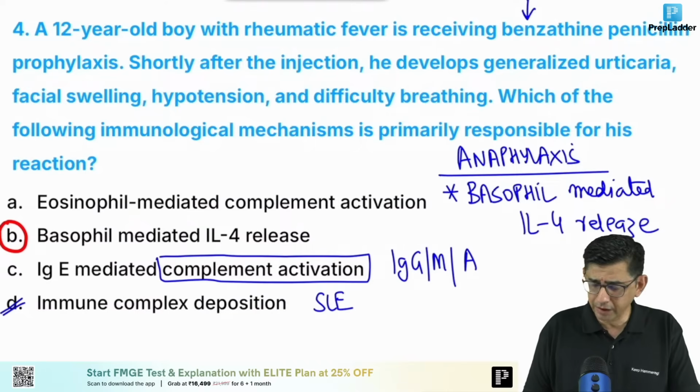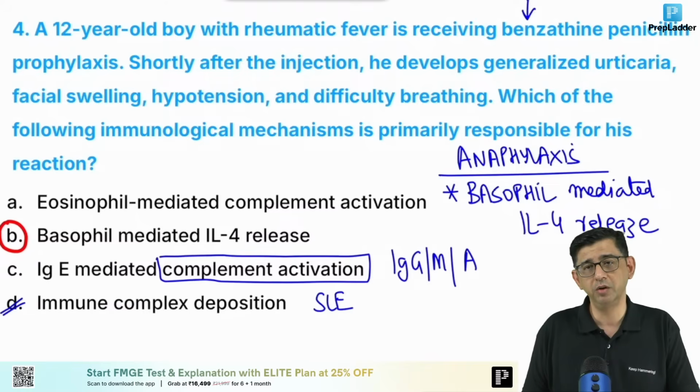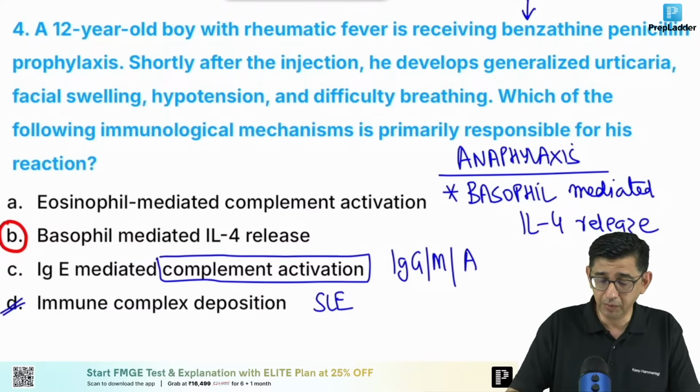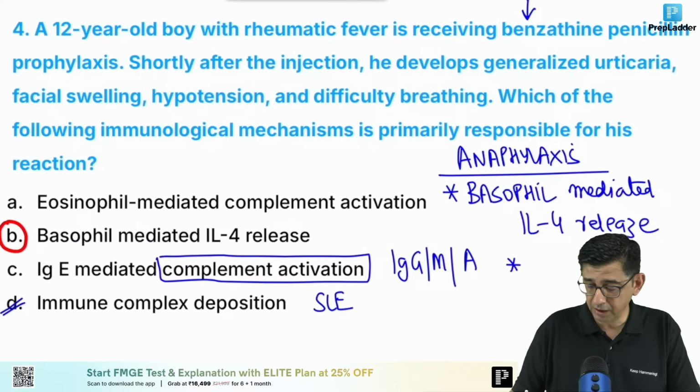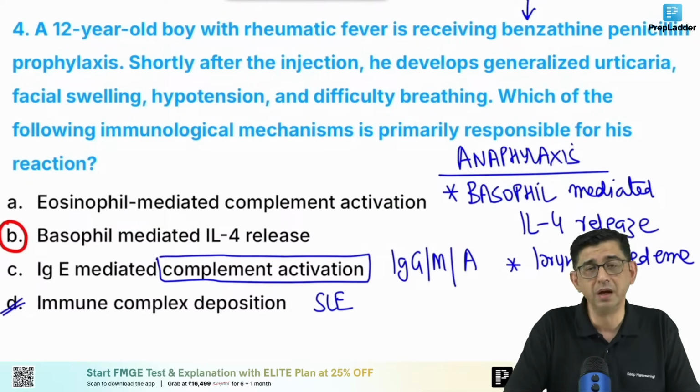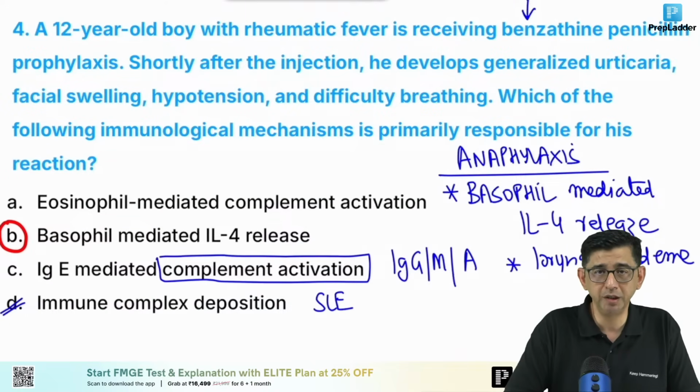So yeah, interleukin-4 release. And then subsequently there would be bronchospasm, laryngeal edema occurring in the patient. And yes, anaphylaxis does not contribute to laryngospasm. It causes laryngeal edema. That is why cyanosis will occur, and we have to give intramuscular adrenaline for this patient.